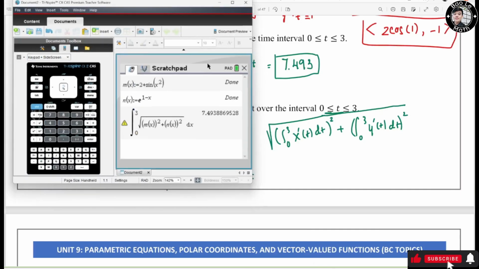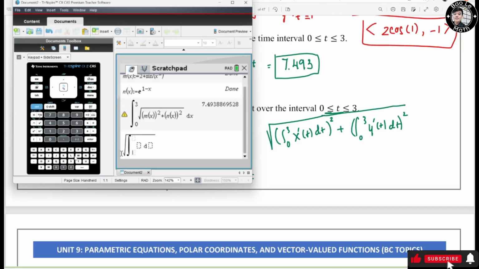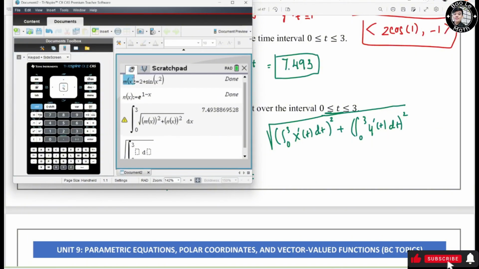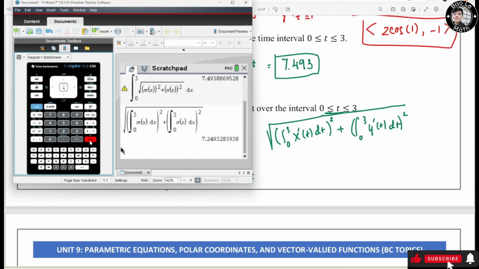Now I'm going to bring up the calculator. I'm going to input the square root. Now hit the button right here, input the integral from 0 to 3 of m of s right here, right? Now I'm going to do exactly the same thing for n of s, right? Then I'm going to press Ctrl, enter. The answer is 7.249.